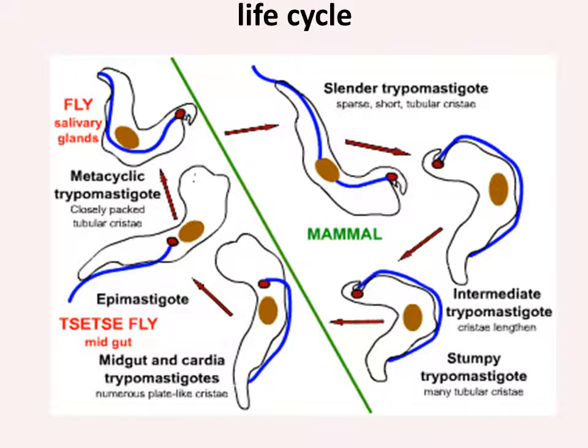Note: these species are rarely found as amastigotes in tissue, in contrast to Trypanosoma cruzi and Leishmania species, in which amastigotes are commonly found.